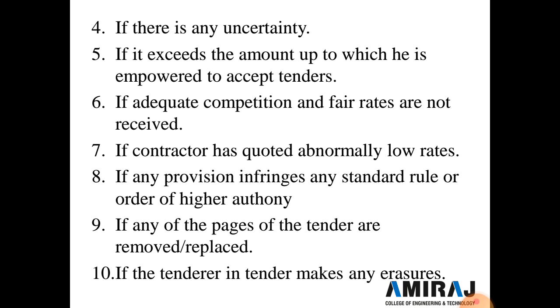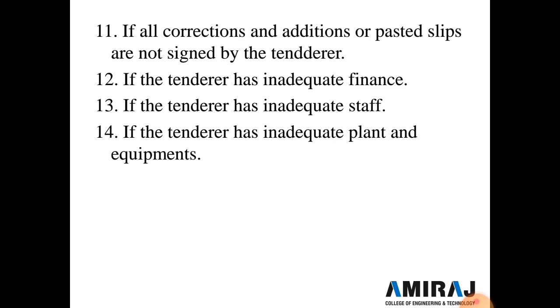Ninth, if any of the pages of the tender are removed or replaced, and tenth, if the tenderer makes any erasure. The 11th point is if all the corrections, additions or pasted slips are not signed by the tenderer. The 12th is if the tenderer has inadequate finance. The 13th is if the tenderer has inadequate staff, and inadequate plant and equipment. So here we complete our chapter on tender and tender notice. Thank you.